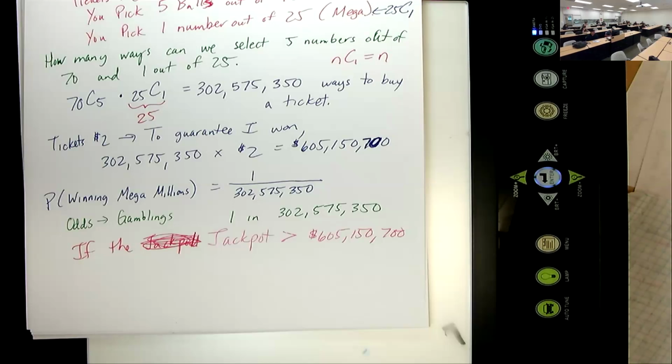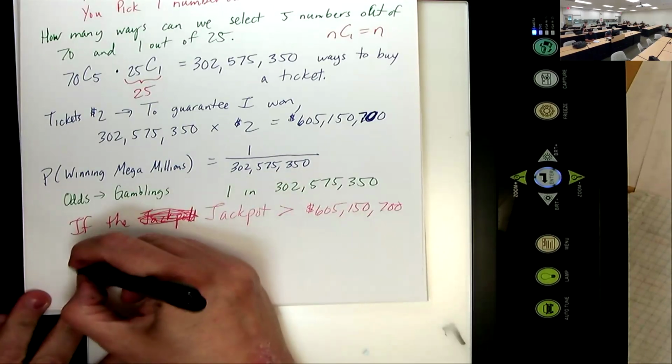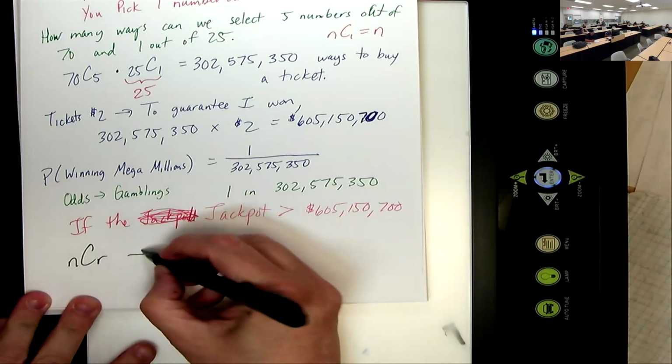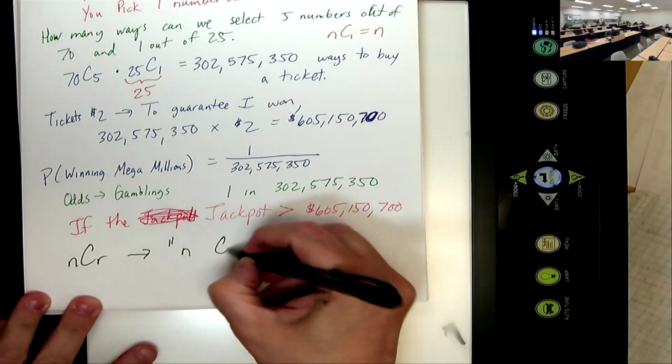So we have this nCr. And this is frequently read as n choose r.